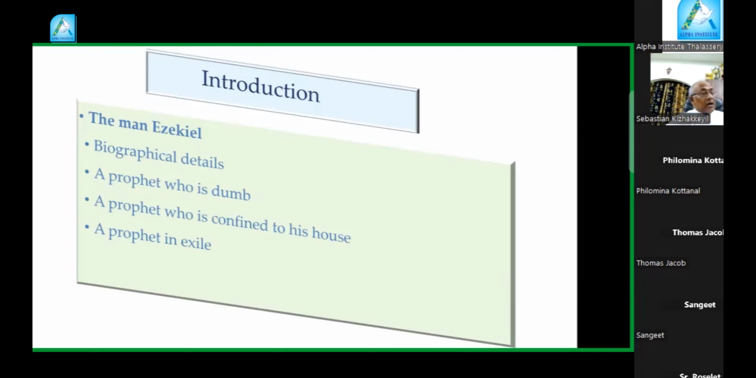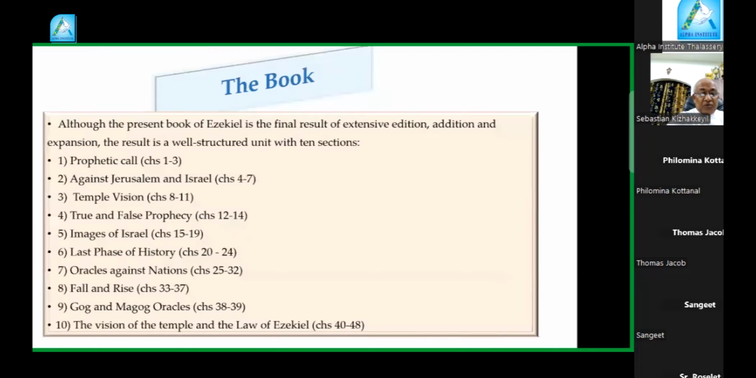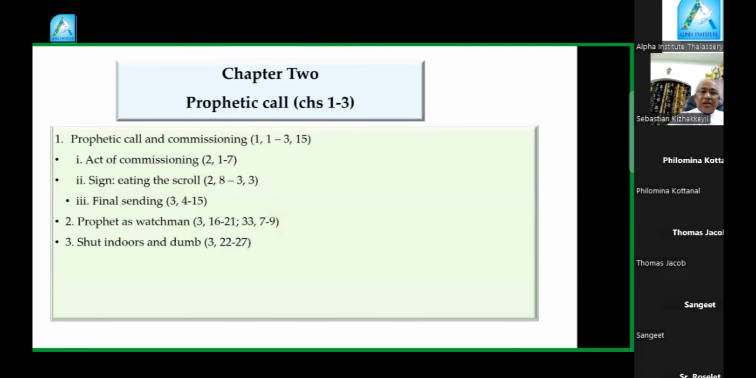And then we look at the book. We said 48 chapters divided into 10 sections. Going to the first section, that is prophetic call and commissioning. First three chapters. Those who have read the prophetic book of Ezekiel, probably must have been upset by looking at the first chapter. First chapter, 28 verses. You must have been upset, understanding nothing.